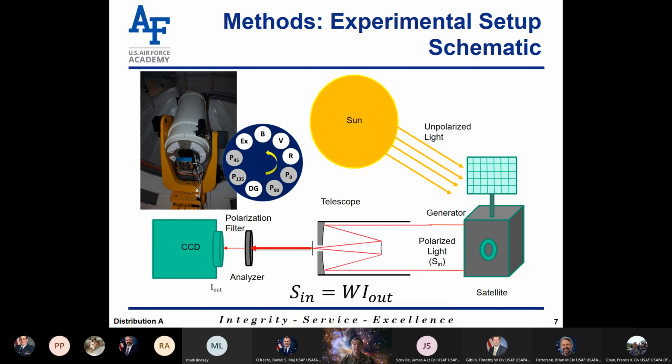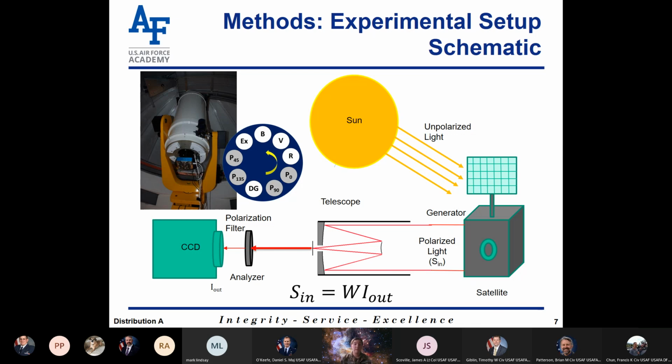Okay, so this is our experimental setup. We use our USAFA 16-inch telescope to view clusters of communication satellites in geosynchronous orbit. The light we are observing has been changed several times throughout the process. So the light comes from the sun and is partially polarized by the satellite. We receive light in our telescope where it bounces off a primary and secondary mirror, and then it goes through our chosen polarization filter and finally hits the CCD where we record it.